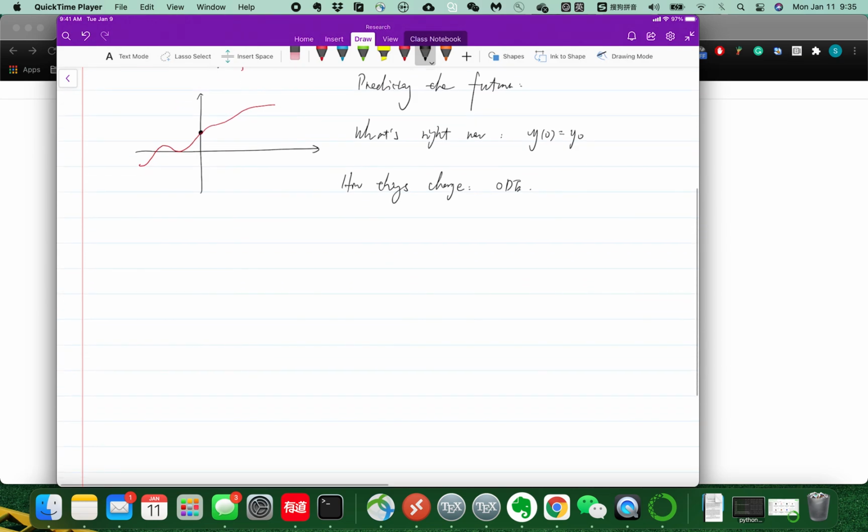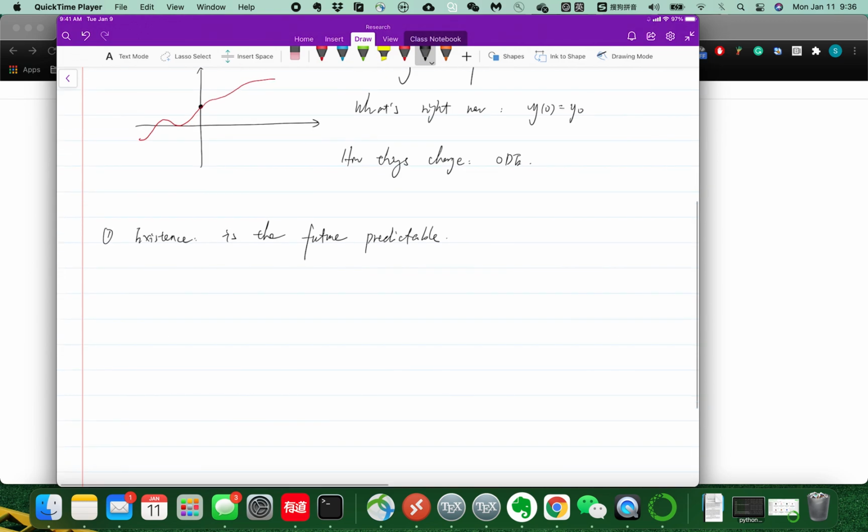The first one is existence. That is, can you even do it? Is the future predictable? Or if you have a differential equation, or actually any kind of equation, can you even find a solution? Is the equation solvable? Does there exist a solution? So that's existence of solutions.